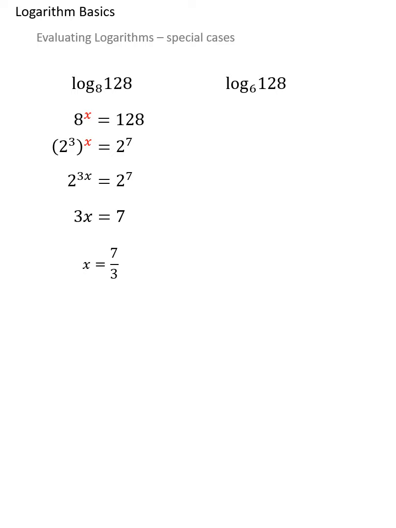Now, it's important to remember that there's no x in the original logarithm problem. We were trying to simplify the log base 8 of 128. And that, in fact, simplifies to 7/3. There's no x in this problem. The x was just a mechanism to allow us to simplify the logarithm.